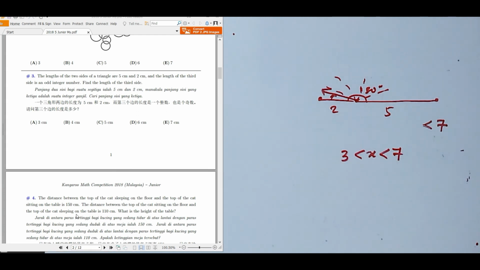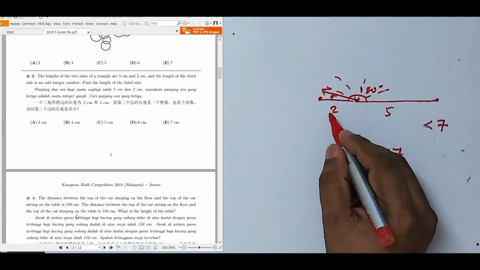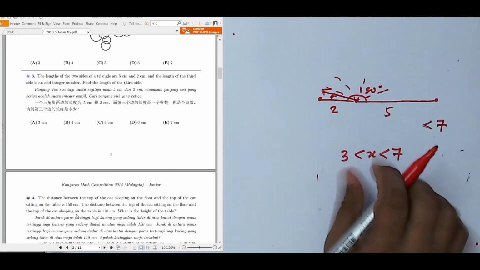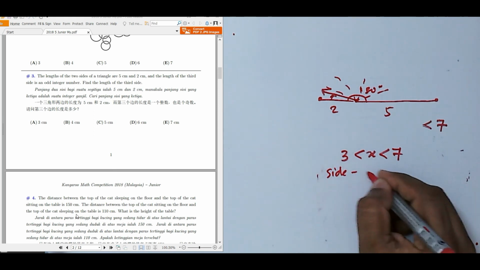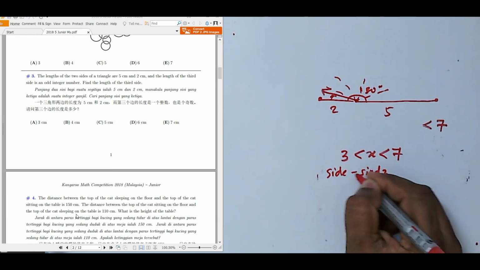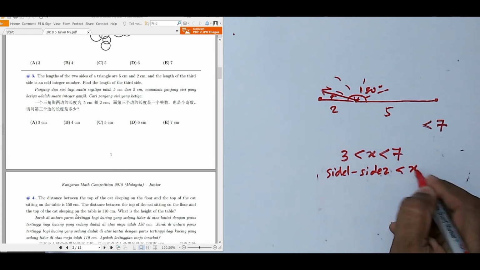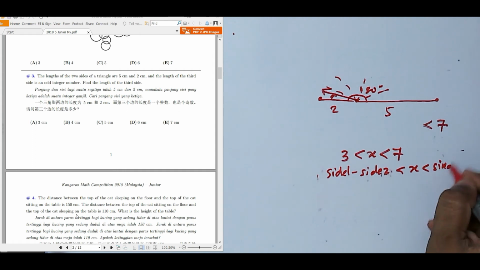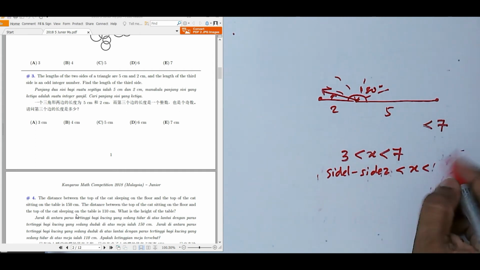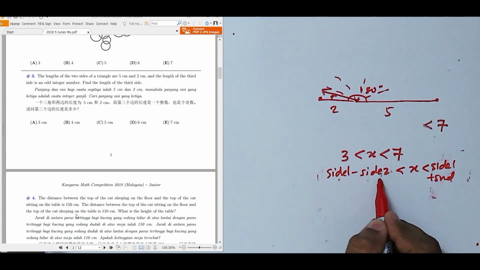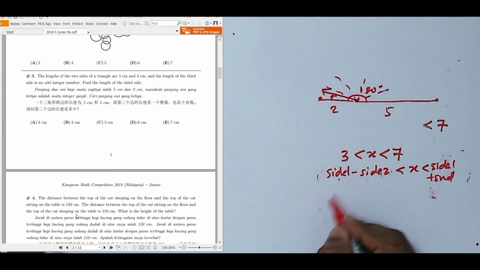Always remember, in this kind of question, the maximum will be side 1 plus side 2, and the minimum will be side 1 minus side 2. The third length must be between them: more than side 1 minus side 2 and less than side 1 plus side 2. It cannot equal side 1 minus side 2. So 3 is not allowed, it must be more than 3.